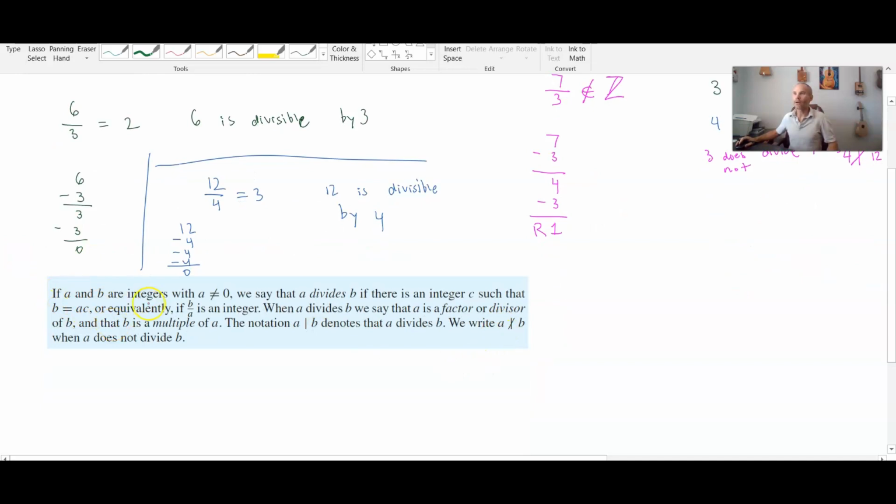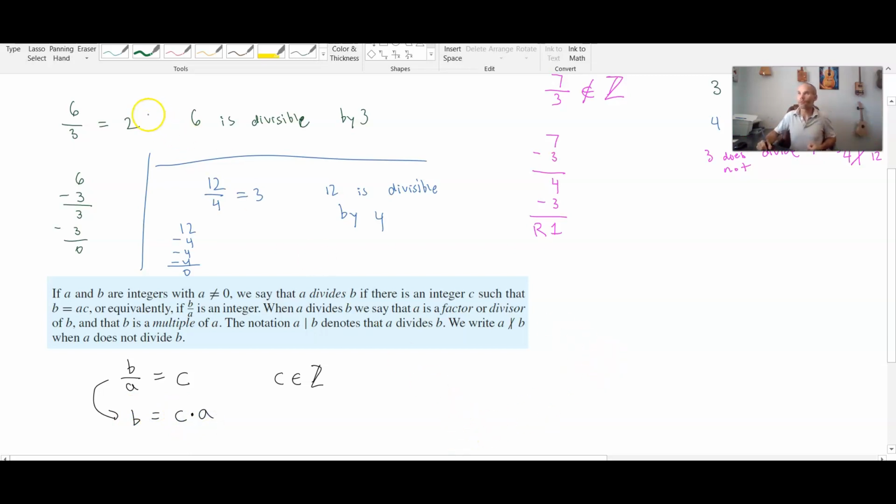So we're ready to formulate our official definition. If a and b are integers with a not equal to 0, we say that a divides b if there is an integer c such that b equals ac, or equivalently if b divided by a is an integer. This is a loaded statement, but if b divided by a equals some integer c, then multiplying both sides by a implies that b is an integer number of multiples of a.